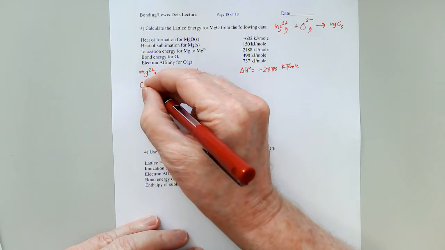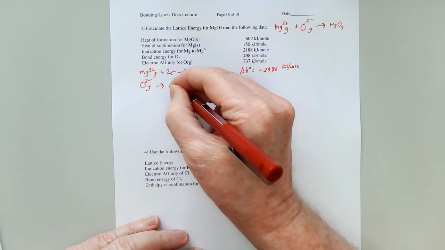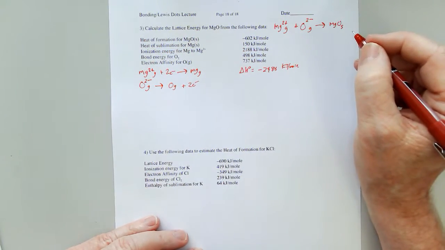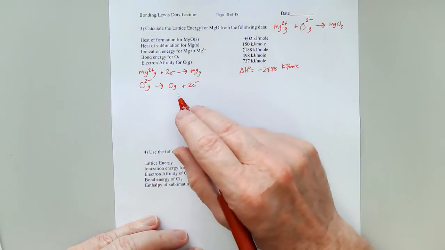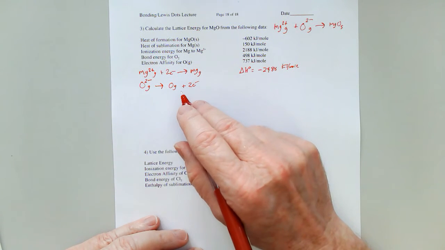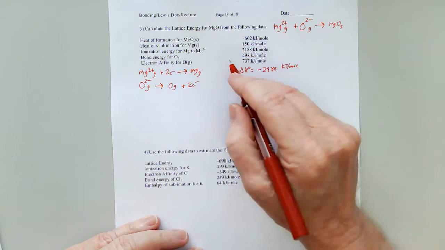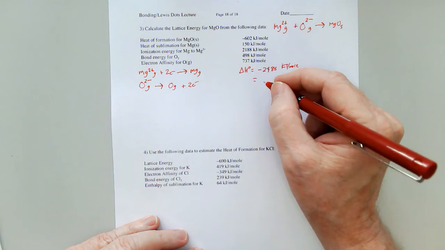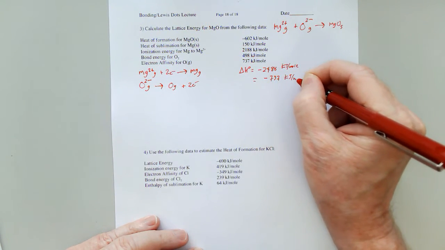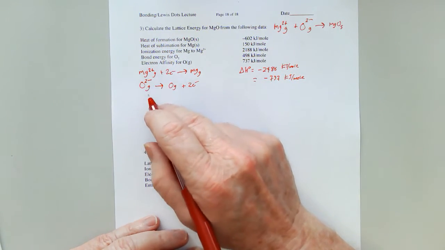O2- gas goes to O gas plus 2 electrons. Now, that's the reverse of electron affinity, because electron affinity is the energy released when you add electrons. So in this case, instead of 737, it will be negative 737 kilojoules per mole. Okay, so now I've got my two reactants.